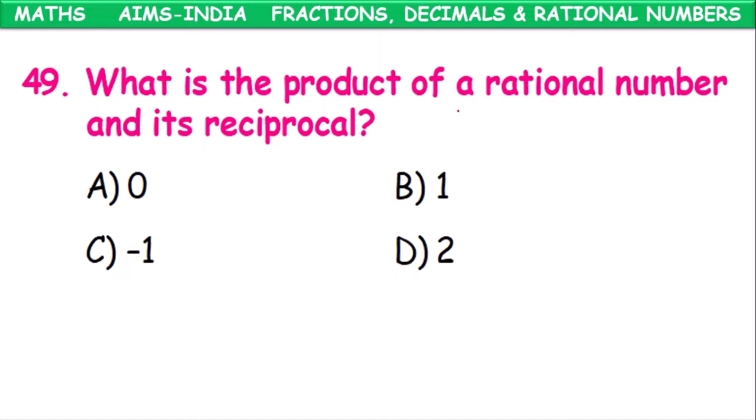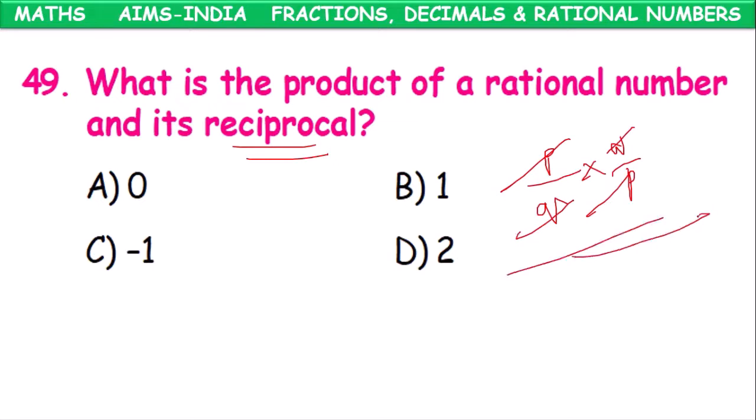Next one. What is the product of a rational number and its reciprocal? Any rational number p by q, its reciprocal is q by p. Their product means p gets cancelled, q gets cancelled. The answer will always be 1.